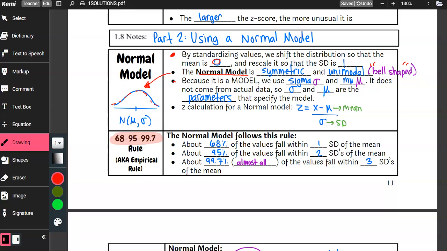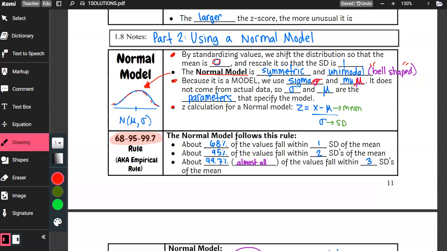Because it is a model, we use sigma. So we use this Greek letter sigma and this Greek letter called mu. It does not come from the actual data. So the sigma and the mu are the parameters that specify the model.